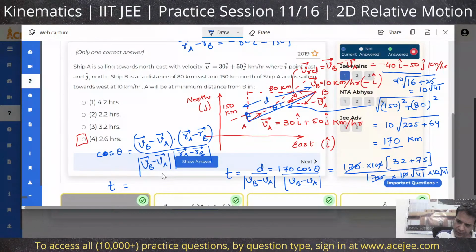So I'm going to cancel out this 10 as well. So what do we have here? We have 107 in the numerator and we have 41 down below. Is that what you had as well, beta? 107 and 41? So I'm just using a calculator to figure this out. That comes out to be 2.6.